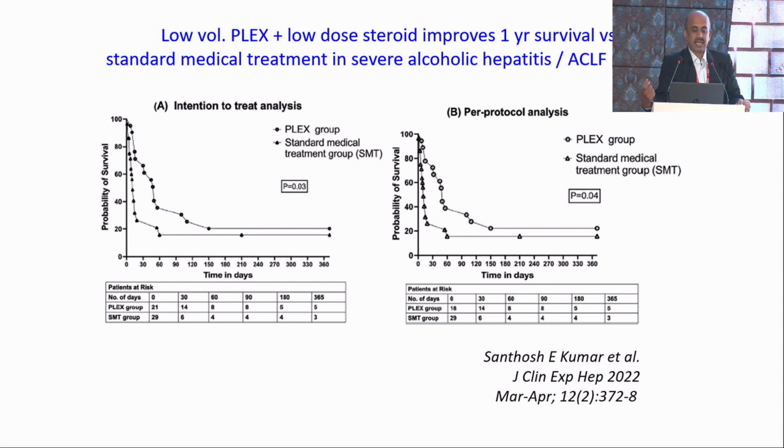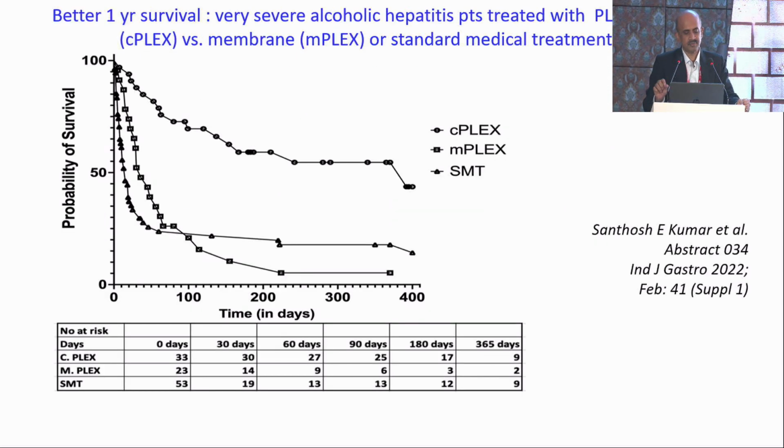So the initial analysis of severe alcoholic hepatitis patients who also met criteria for ACLF with the APASL score, we could show some differences in survival between the standard medical therapy versus PLEX, though it doesn't look very impressive. The survival curves are just marginally different. This came out last year in JCEH.